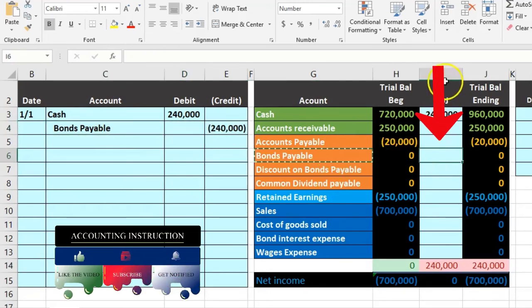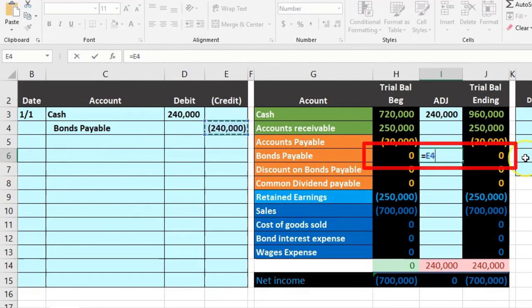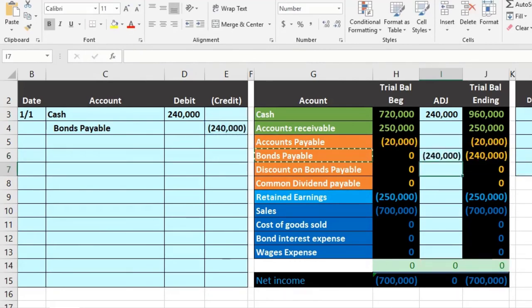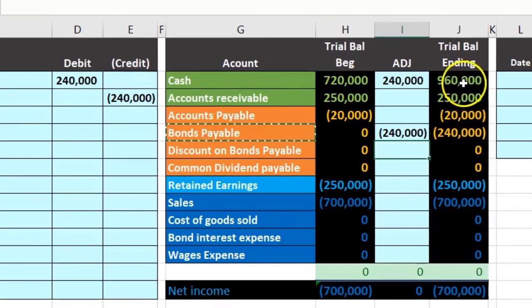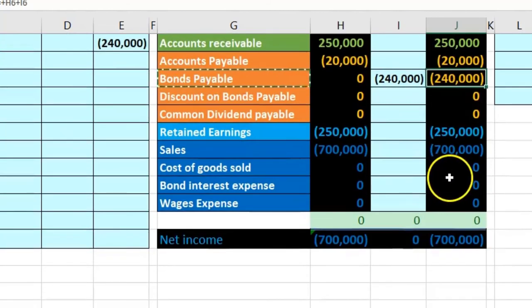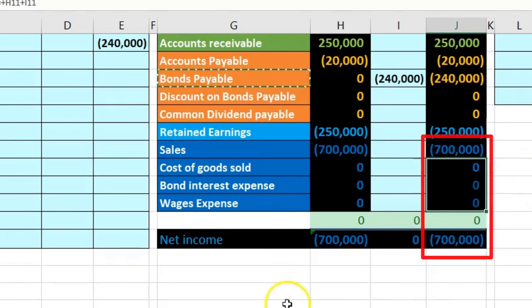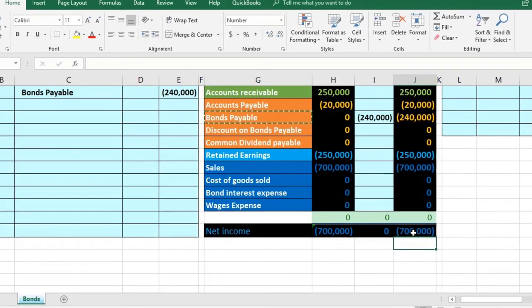We're going to be in the middle column in cell I6, where we say equals, point to the 240,000, bringing that zero balance up by 240 to 240, bringing us back in balance here. So note what happens here, of course, is we've got cash. Cash is going to increase, and we increased the liability. No effect on the income statement. We got cash, but we didn't earn revenue. We owe it back in the future. And of course, no expenses, net income remaining the same.